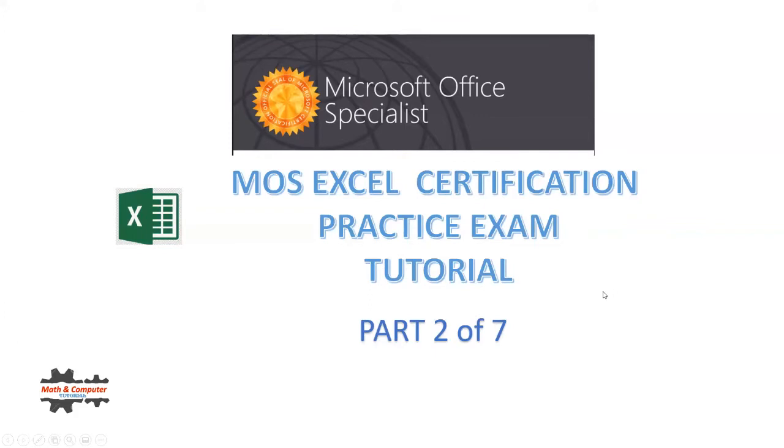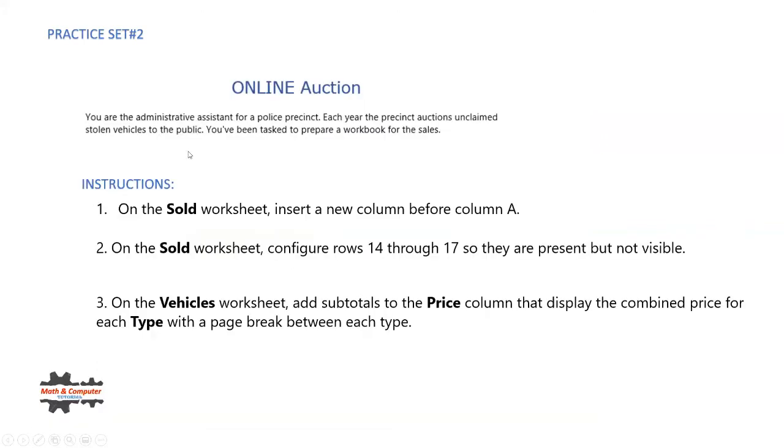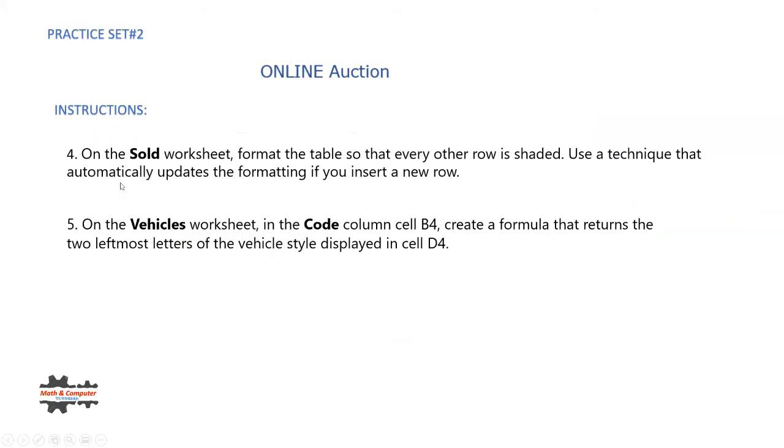Hi, for today's video, we are now on part 2 of our MOS Excel Certification Practice Exam tutorial. So we will use this worksheet for our practice set exercise today. Okay, so we have here 5 instructions that we need to accomplish for this exercise. Let us do these instructions one at a time. Okay, let's start.